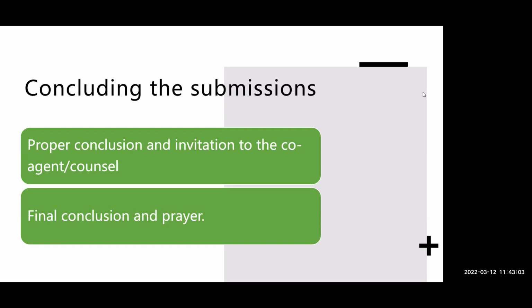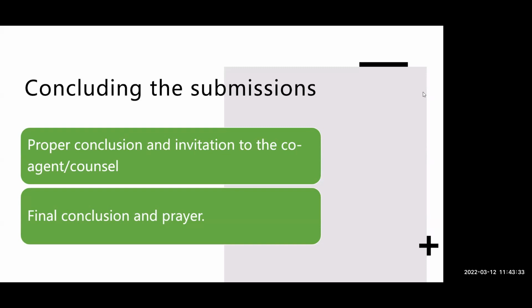Do not wait for a cue. Usually what happens is that the first counsel speaks, finishes the argument, and starts looking blank, waiting for the judges to say something. You simply go ahead and say that the submission has been concluded. And if you do not have a question, politely, depending on the scenario, you invite the co-counsel. Then the co-counsel, after finishing, should not wait for the judges to give a cue. You again make the conclusion and seek permission for the prayer.